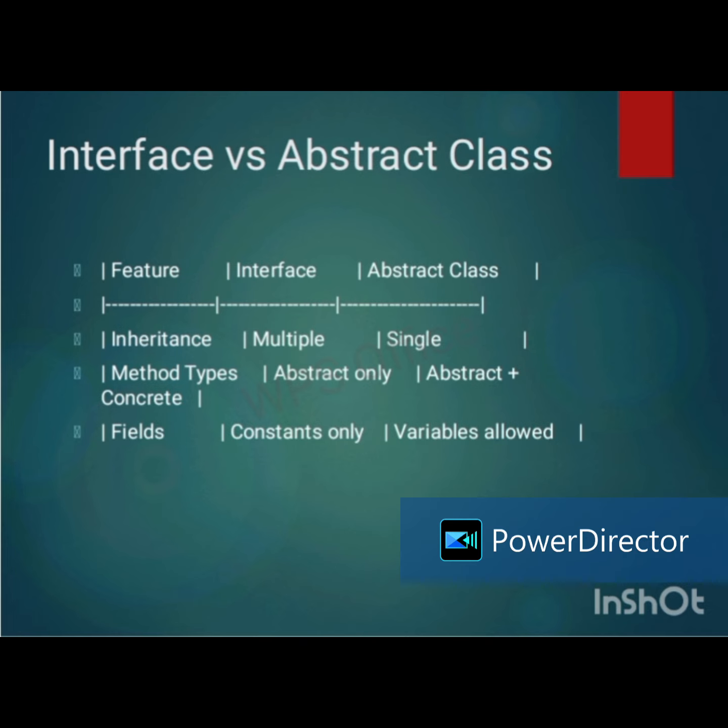In interfaces, all fields are implicitly public, static, and final, which means they are constants. Abstract classes can have instance variables and they can be private, protected, or public. Constructors. Abstract classes can have constructors which can be called from subclasses. Interfaces cannot have constructors because they cannot be instantiated.